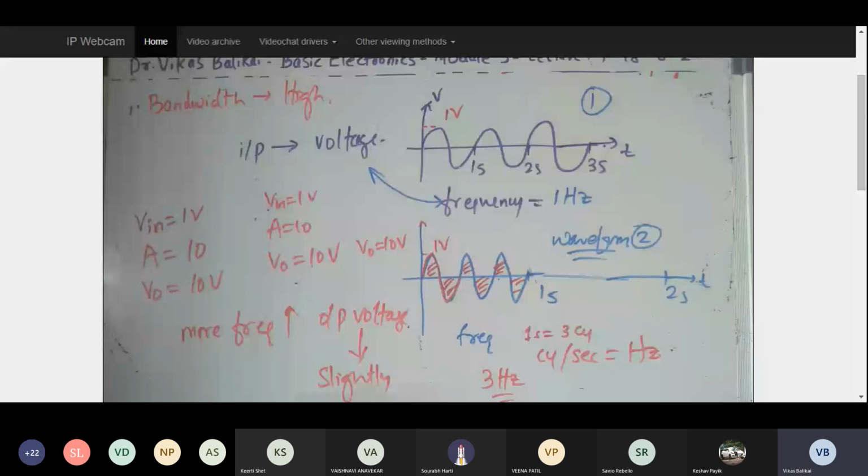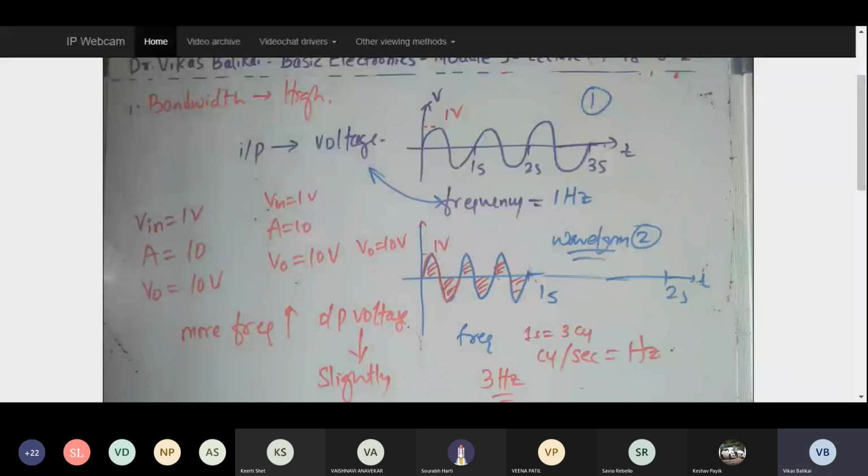So I am trying to relate this with the bandwidth this way. I will try to understand up to what frequency I will be able to achieve same voltage as my output, or other way, up to what frequency I will be able to maintain a same gain. When I correlate this, I will be able to understand what exactly is the bandwidth.